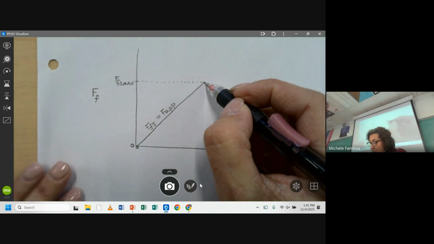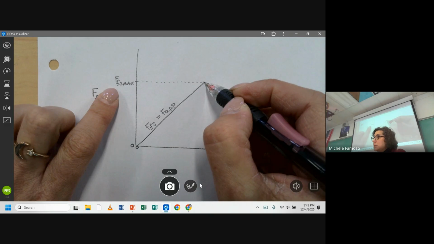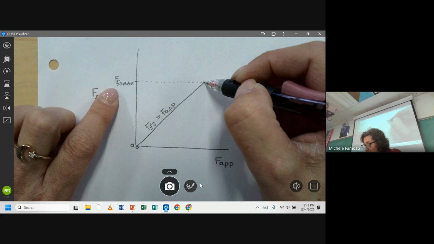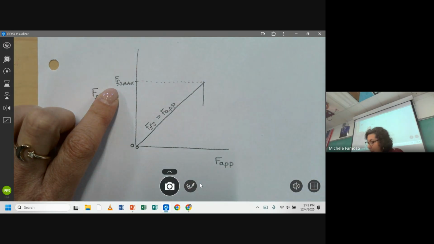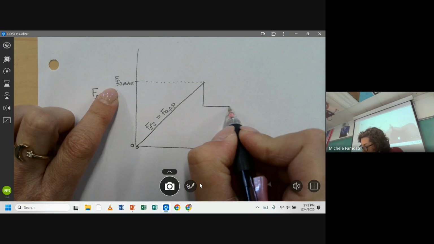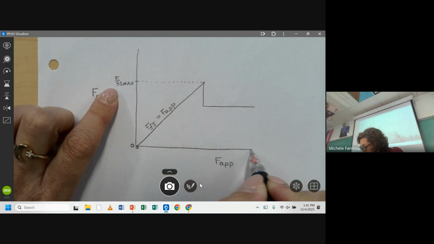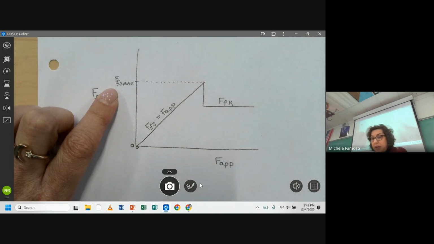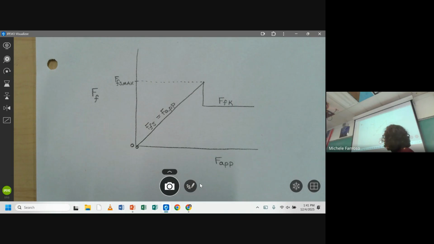Once we get to this point where we reach our maximum static friction force, the friction force decreases and then becomes a constant value. And this value occurs when we now have kinetic friction, FFK for kinetic friction.